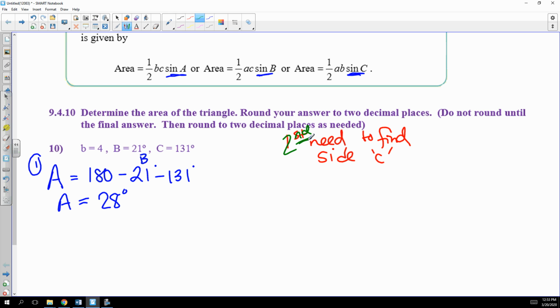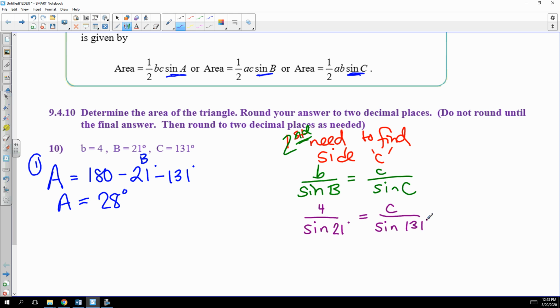Then, to find side C, we're going to use law of sines: B over sine of B is equal to C over sine of angle C. So we're going to plug in, and we're going to get 4 over sine 21 degrees is equal to C over sine of 131 degrees. Don't forget you're solving for C, so I'm going to multiply both sides by sine of 131 degrees. I like to put that in the back for when it's easier to type in.